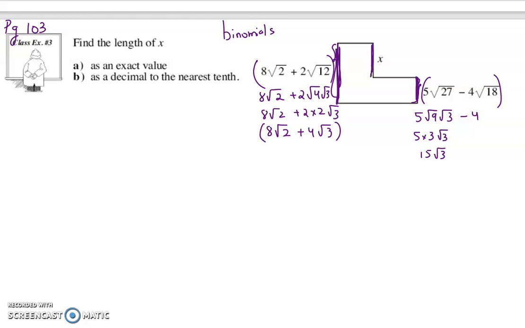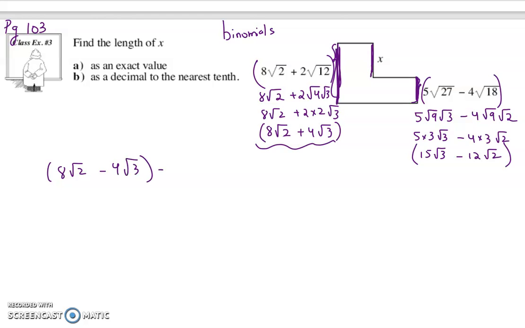Okay, so this is minus 4 times root 18. This ends up becoming root 9 root 2, and that becomes 3. So this becomes minus 12 root 2. And it looks good because I saw root 2 and root 3 in the first dimension, and I see the same radicands, so it should work out well. I'm on the right path. Now I'm just going to go ahead: the bigger dimension, which is this one. Sorry, the bracket doesn't close there. The bigger dimension minus the smaller dimension.